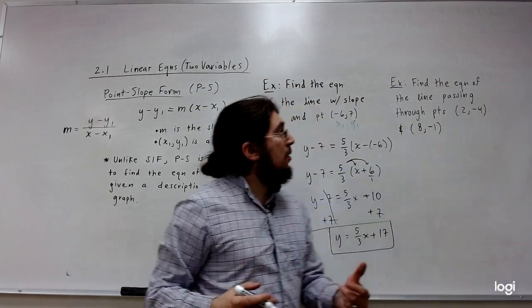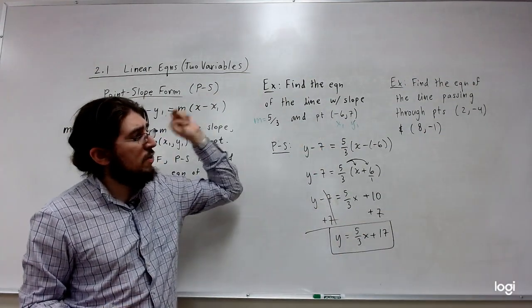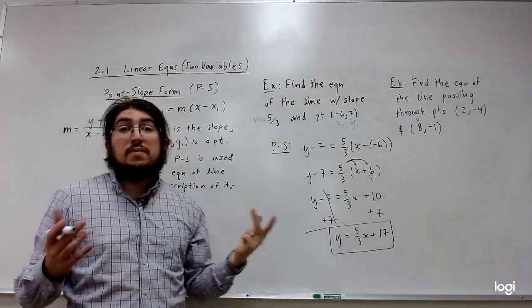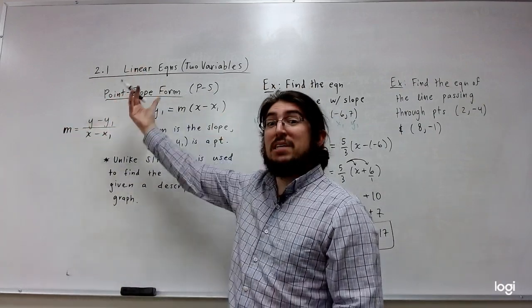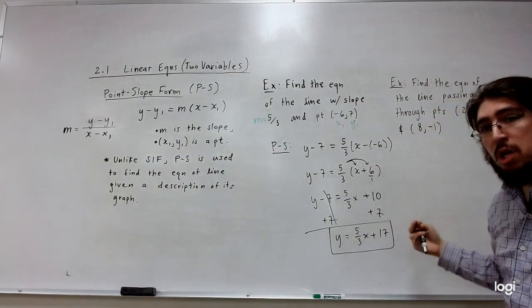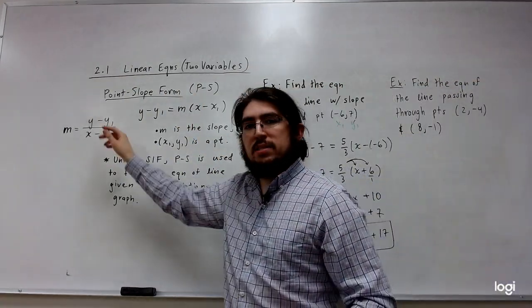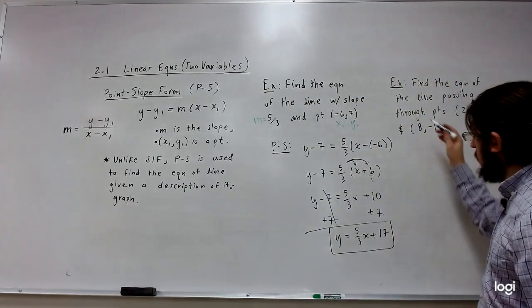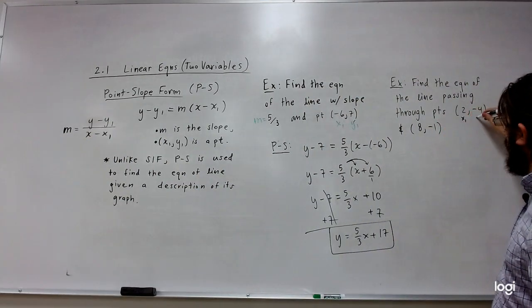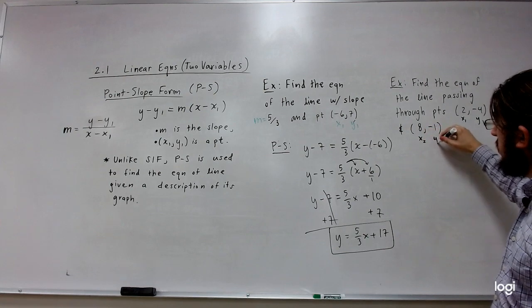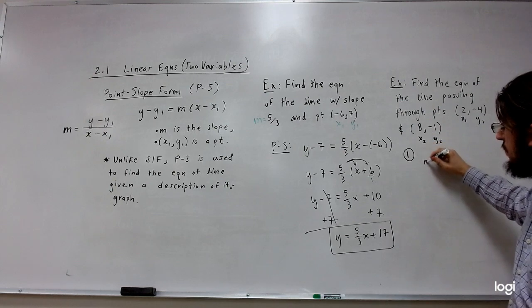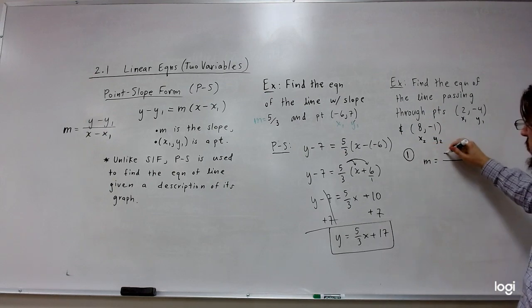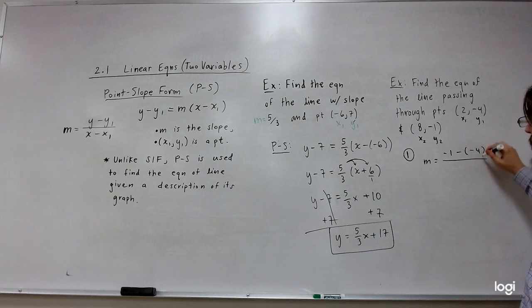Here, it's a little different. Now we're asked to find the equation of the line passing through these 2 points. Now to do this, we need to find the slope first because point slope, like the name implies, needs a point and a slope. Here we have 2 points but no slope, but we know how to find the slope of any line passing through 2 points. So if we label these as x1, y1, x2, y2, we can find the slope. So there's 2 steps here. First step is find the slope: y2 minus y1 over x2 minus x1.